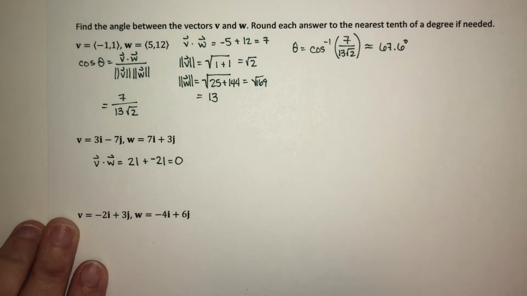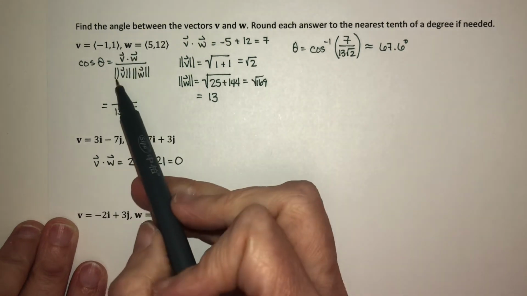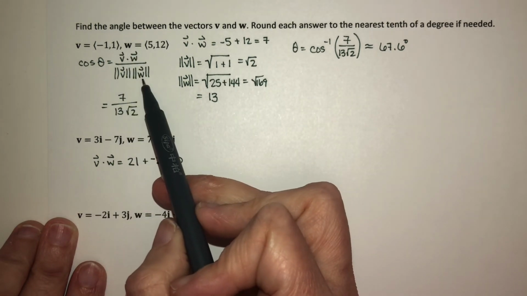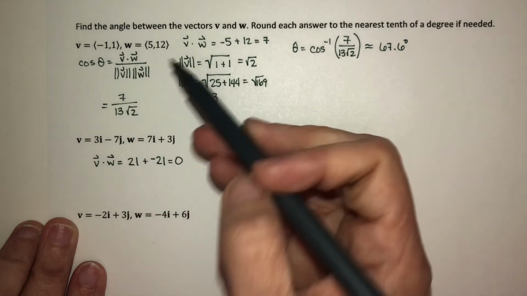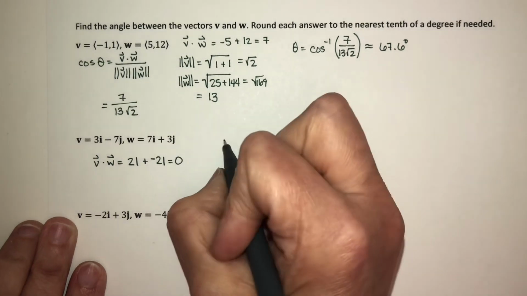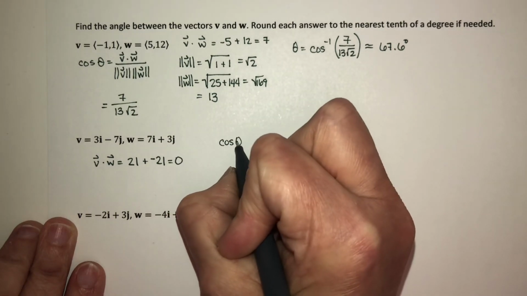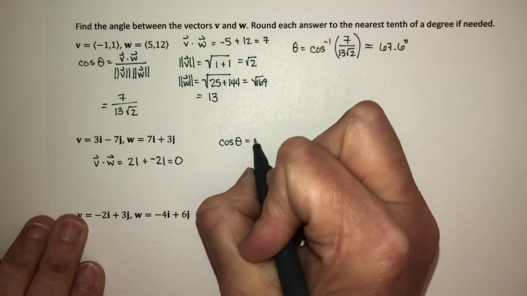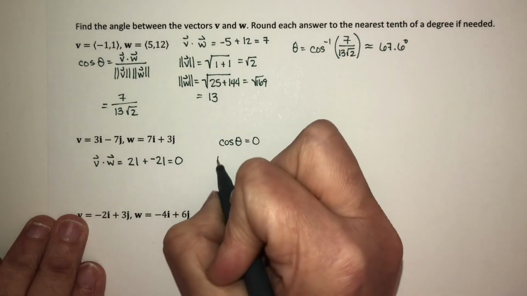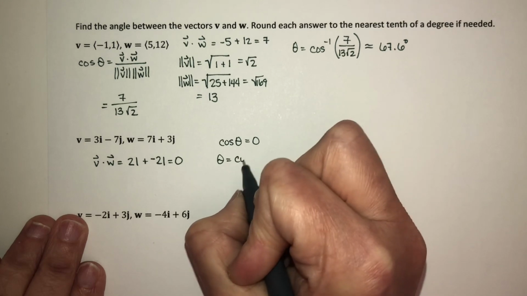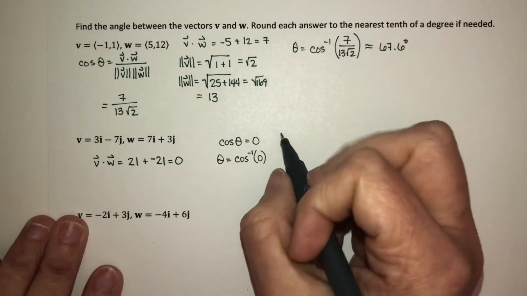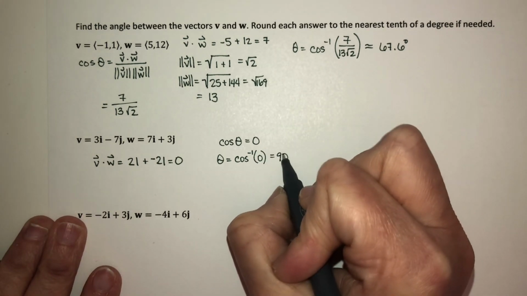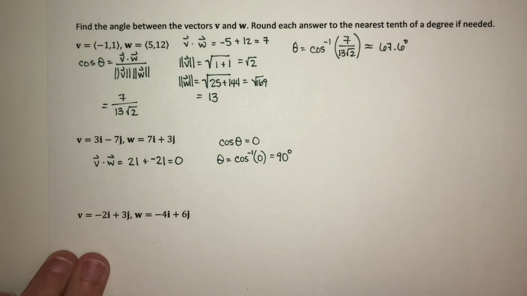Okay? Now, technically, you should find the magnitude of v and the magnitude of w. But these really aren't going to matter if the numerator is 0, because 0 divided by anything is 0. So what we have here is cosine of theta is equal to 0. So theta is equal to inverse cosine of 0, which is 90 degrees. Now, we're going to come back and talk about this one in just a bit.